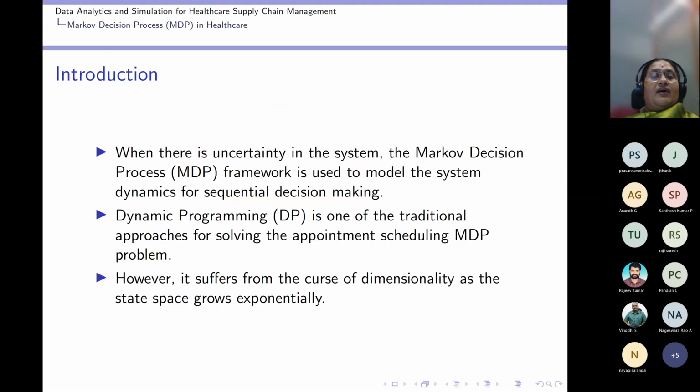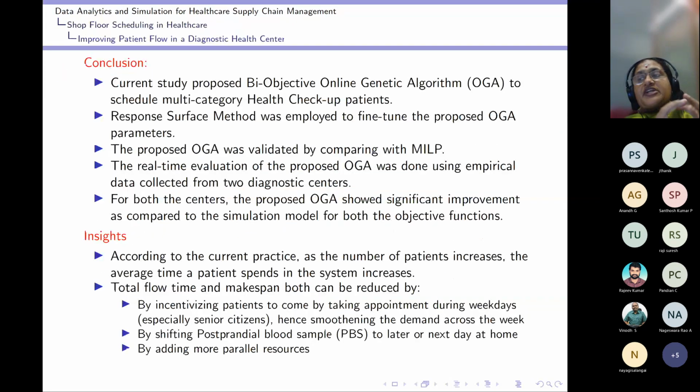So in summary, the first part of the problem I wanted to discuss was how something that has been existing in IE literature, with a lot of models developed, namely the shop floor scheduling, can be applied in healthcare settings, and how you can solve the problem and come up with efficient algorithms to solve it. This is the first part of my talk. I'd be happy to take any questions.